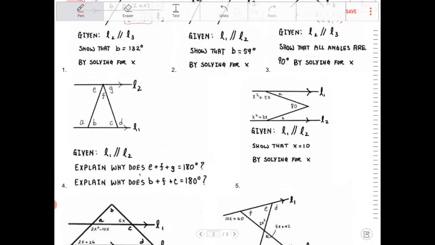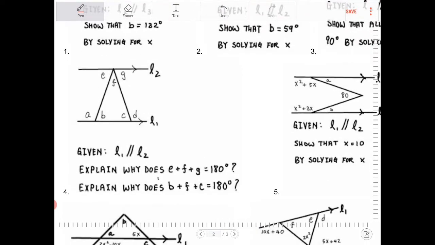All right, moving on. Explain why EFG adds up to 180 degrees. These three angles here, even though they're not a pair, they are a trio, and these trios add up to 180 degrees because they are supplementary. They are a linear pair, or a linear trio in this case. So this is because of it being a linear pair, right? All these angles form a straight line, so they are supplementary. I don't have enough room, so I'll just abbreviate SUPP for supplementary.